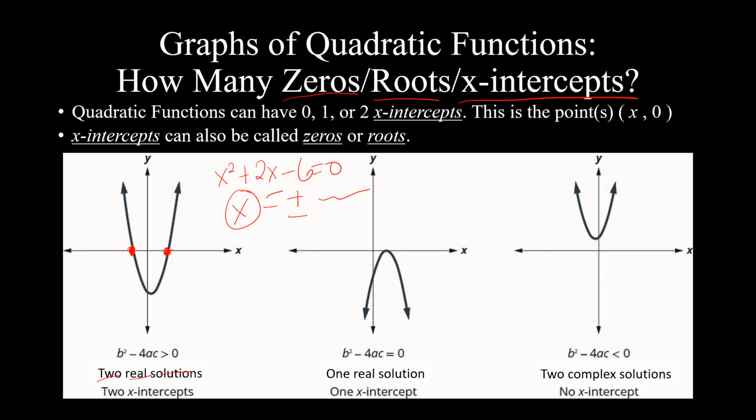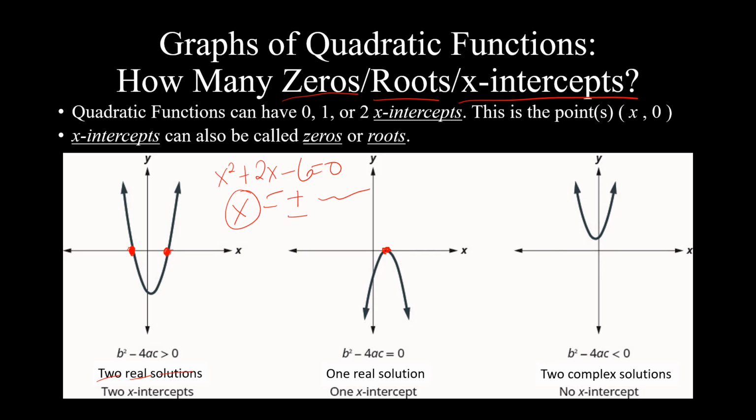That's because the vertex of this parabola, the very tip of it, is the only place that will touch the x-axis. That means the very tip of this parabola is the only part that's touching the x-axis, which is why there's only one real solution. It's just this one point where the parabola touches.